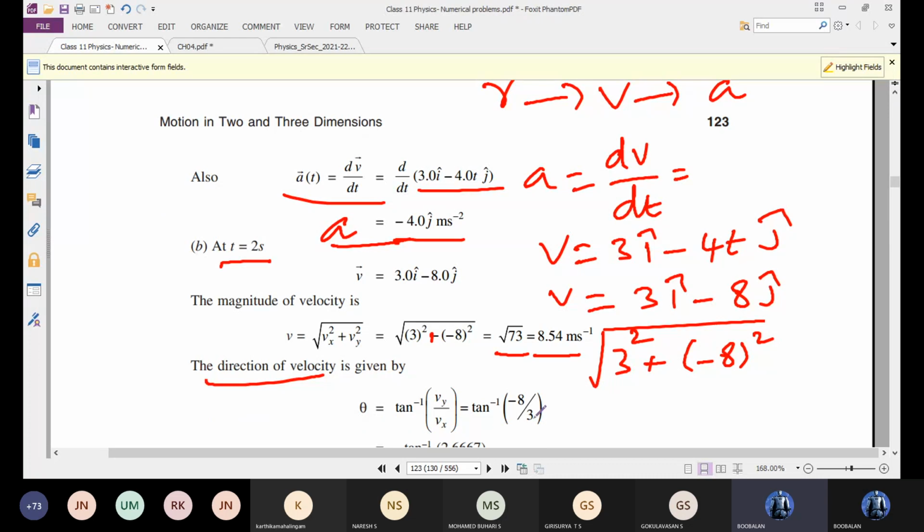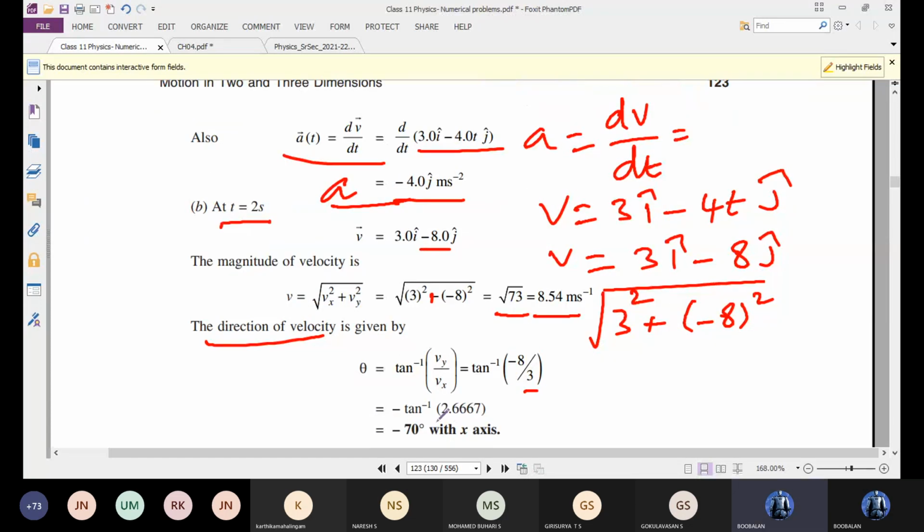The next direction formula: theta equal to tan inverse Vy by Vx. So tan inverse, y value minus 8, x value 3, minus 8 by 3. So tan inverse of minus 2.6667. Taking the tan value, there is a log book, but mostly we are not using log. Up to that is enough.